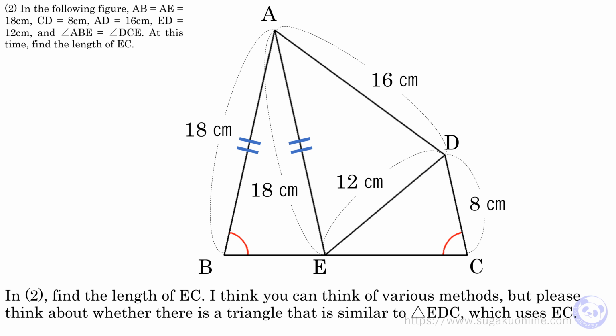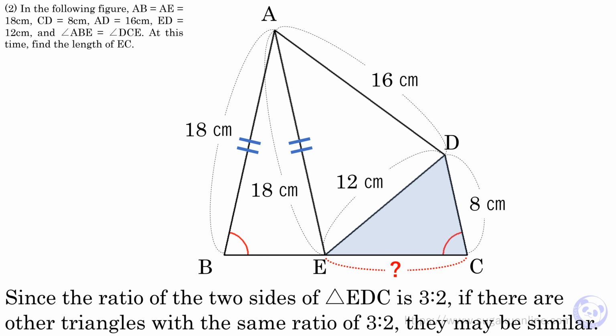In 2, find the length of EC. I am sure you'll think of various ways to do this, but please consider whether there is a triangle that is similar to the triangle EDC that uses EC. Since the ratio of the two sides of triangle EDC is 3:2, if there are other triangles with the same ratio of 3:2, they may be similar.